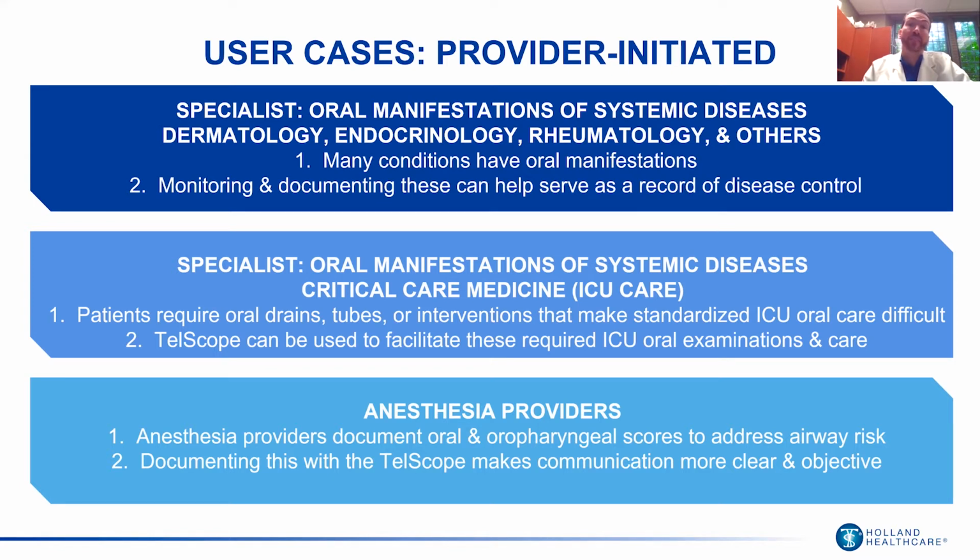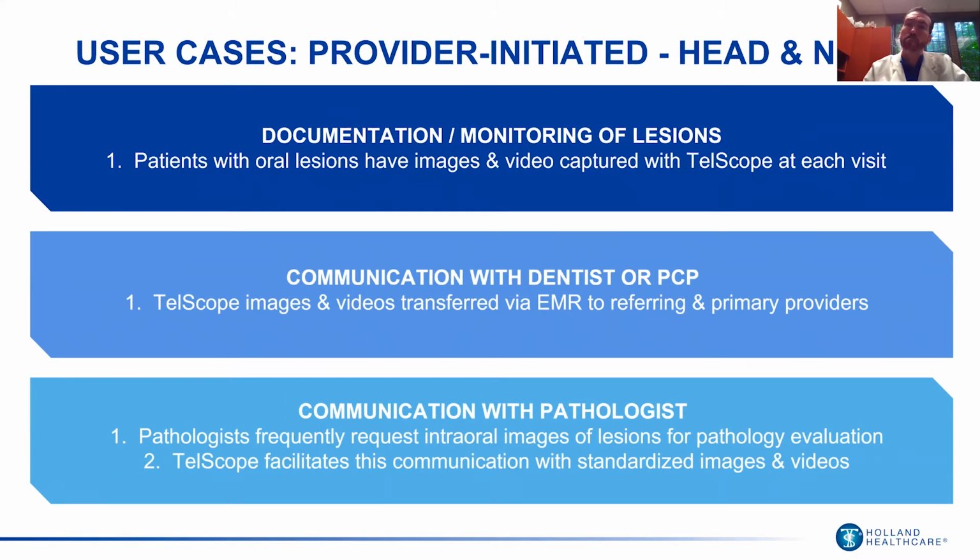Also in the discipline of anesthesia, our anesthesia colleagues are very commonly looking at parameters in the oral cavity and throat and documenting these to see if a patient is at increased risk of poor ventilation or intubation difficulties. Again, the TelScope allows standardized documentation that can be put in the electronic medical record to communicate these difficult patients to other providers. As I mentioned before, there are many applications in the head and neck.